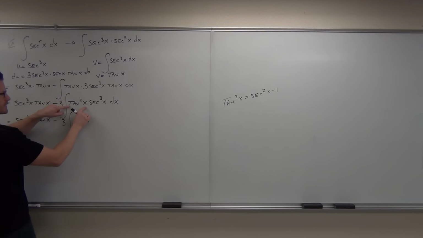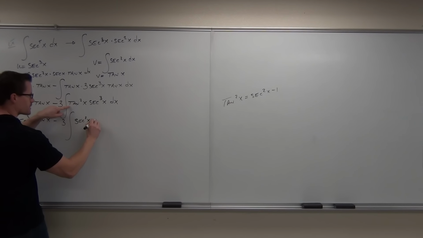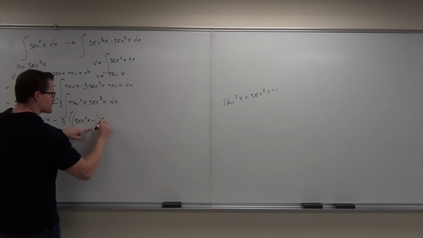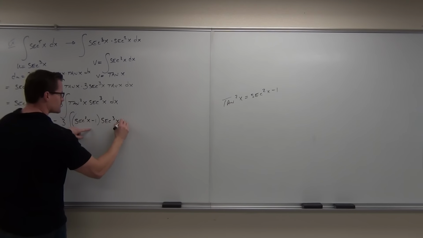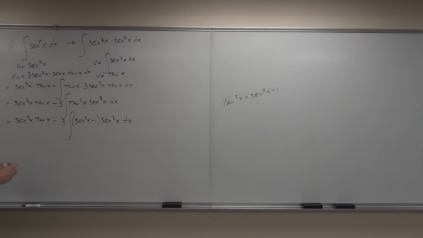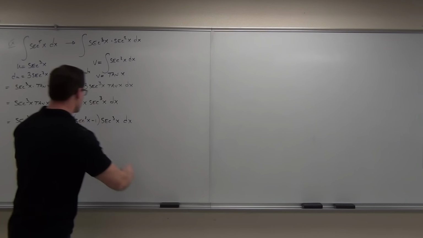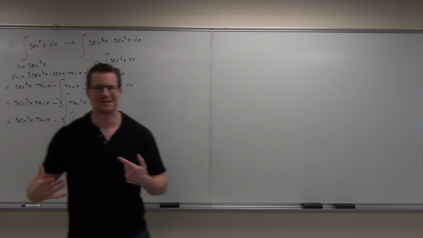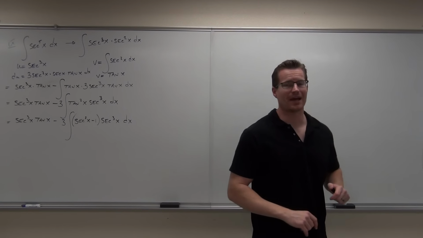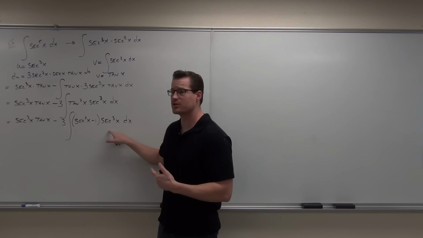So instead of our tan x, tan squared x, we have secant squared x minus 1, and then a secant cubed x dx. So true, that's an identity. Use it. Oh, well, wait a second. This is kind of neat. You're going to see something we just dealt with, actually. What should I do here? Can you distribute it? Yeah, I'm going to distribute that.